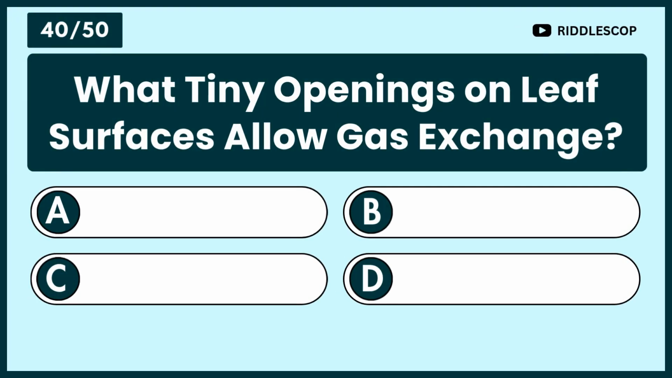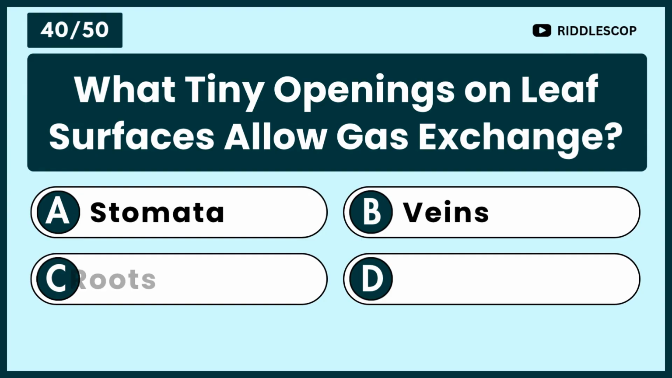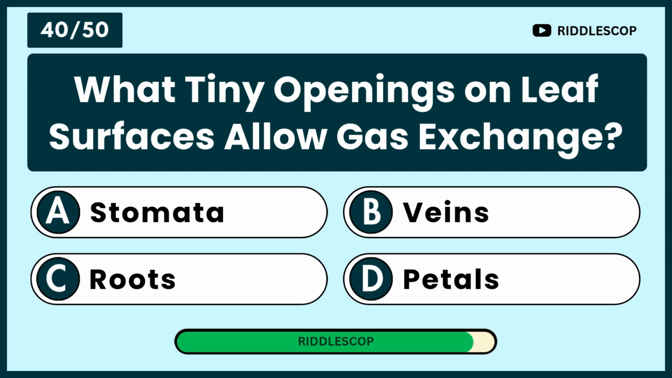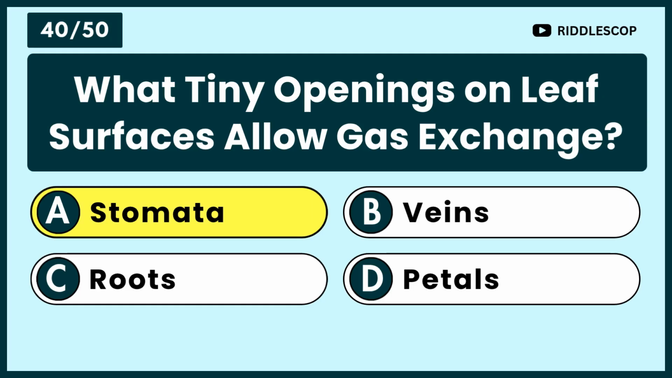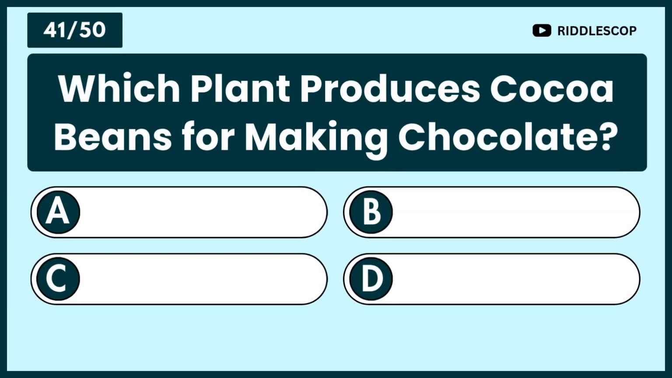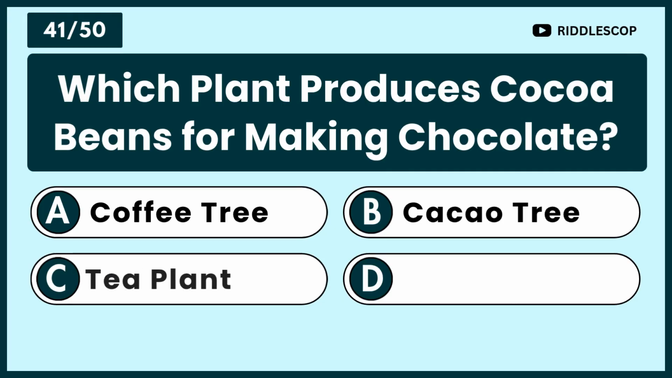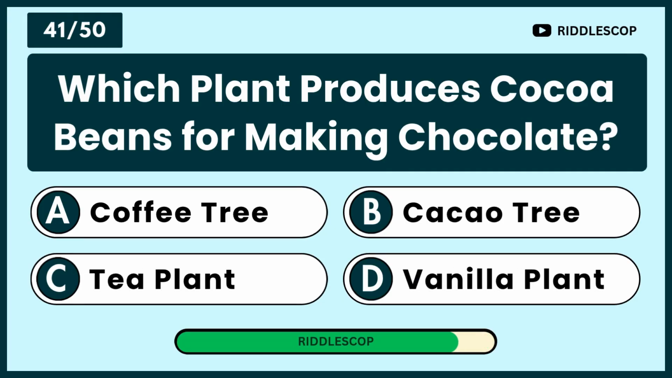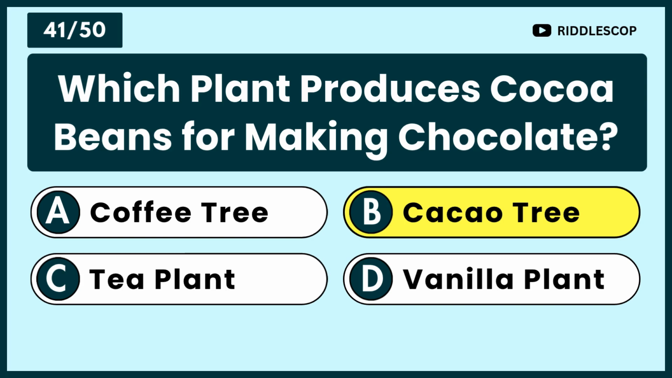What tiny openings on leaf surfaces allow gas exchange? Option A. Stomata. Which plant produces cocoa beans for making chocolate? Option B. Cacao tree.